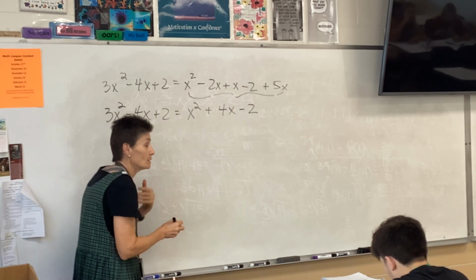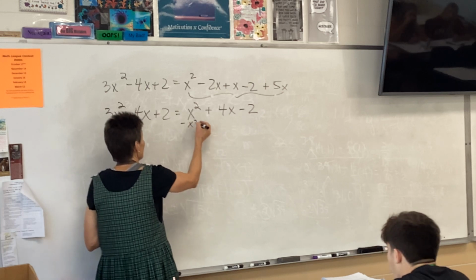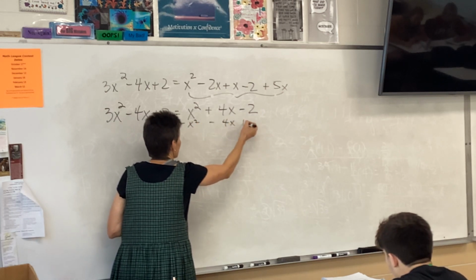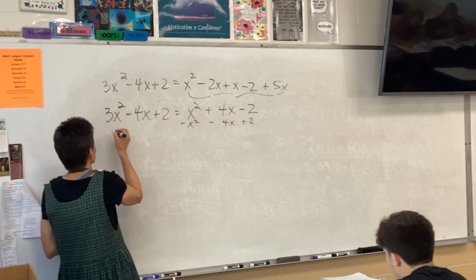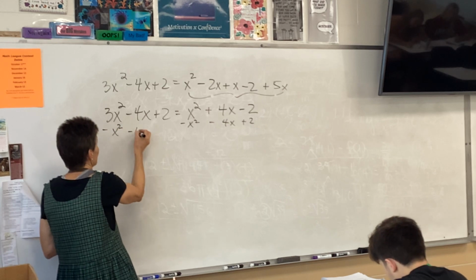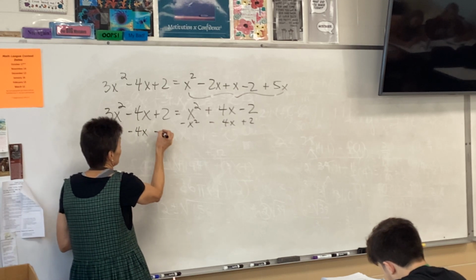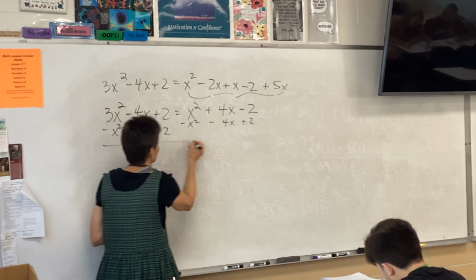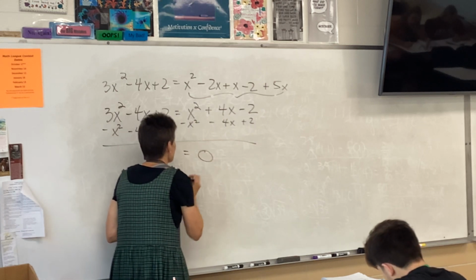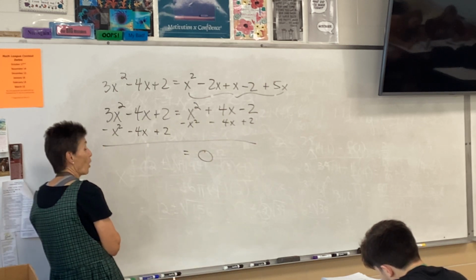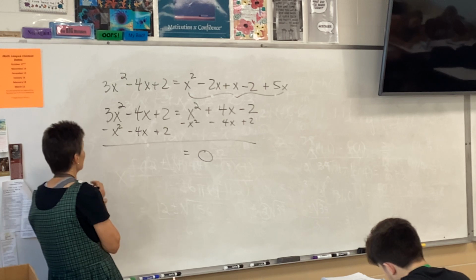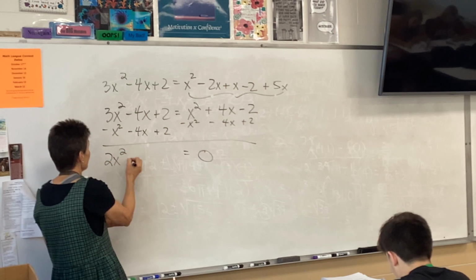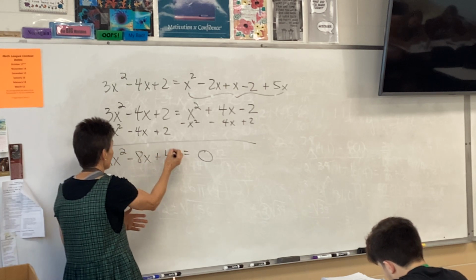And now I'll move. So I'll move my x squared, my 4x, and my 2. So x squared minus 4x plus 2. So there's the 0 that Wyatt wanted, which is awesome. We want that, definitely. So we have 2x squared minus 8x plus 4.